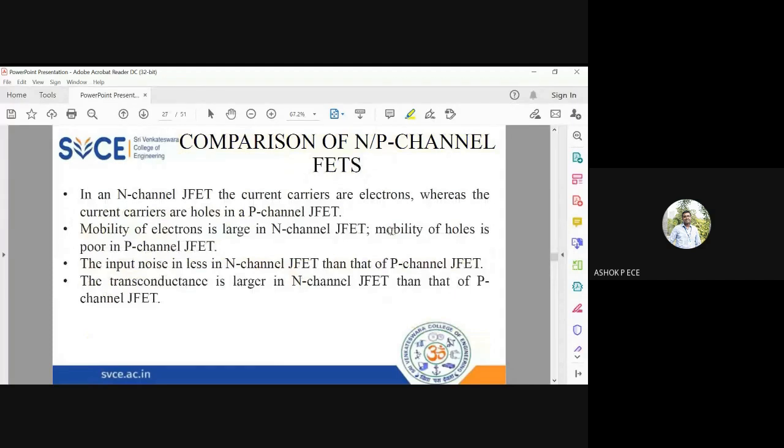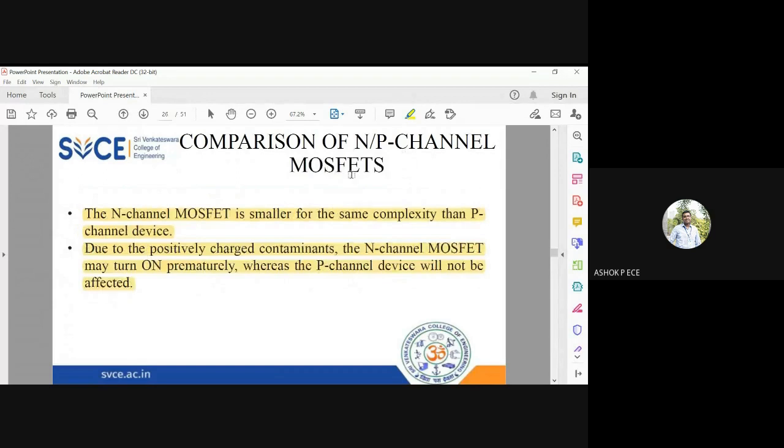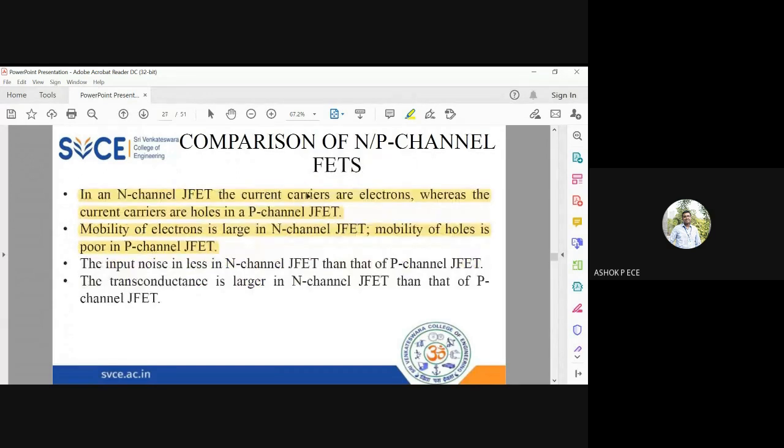And next, you see, in N channel JFET, the current carriers are electrons, whereas the current carriers are holes in P channel JFET. Mobility of electron is larger in N channel JFET, and mobility of holes is poor in P channel JFET. This is the comparison between N and P channel JFETs. Okay, till the last one we have seen the comparison between N and P channel MOSFET. Now we are comparing between N and P channel JFET.